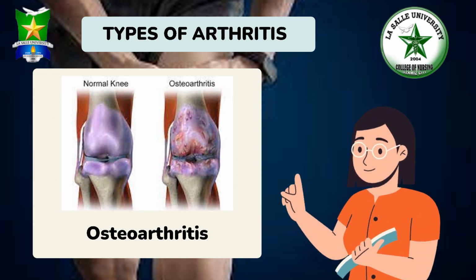Osteoarthritis is the most common form of arthritis. Some people call it degenerative joint disease or wear and tear arthritis. It occurs most frequently in the hands, hips, and knees. With osteoarthritis, the cartilage within a joint begins to break down and the underlying bone begins to change.